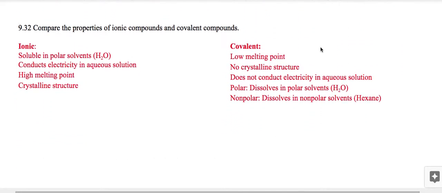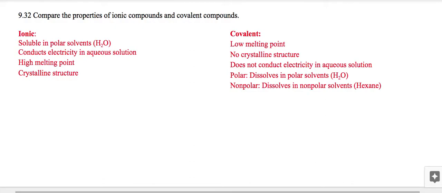All right, we have properties. Ionic compounds are soluble in polar solvents. They conduct electricity well in aqueous solution. They also conduct electricity in their molten form. They have a high melting point. They have a crystalline structure. They have a high heat of formation. And there's a couple other here that we looked at when we did our notes on those.